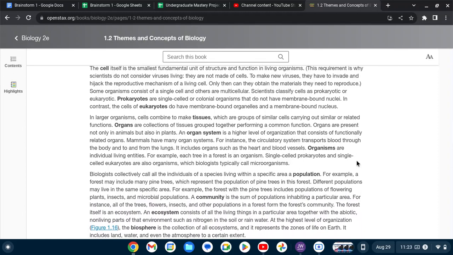Scientists classify cells as prokaryotic or eukaryotic. Prokaryotes are single-celled or colonial organisms that do not have membrane-bound nuclei. In contrast, the cells of eukaryotes do have membrane-bound organelles and a membrane-bound nucleus.